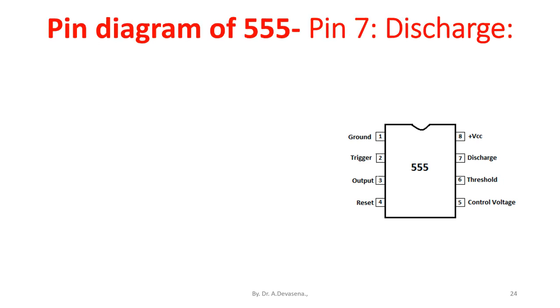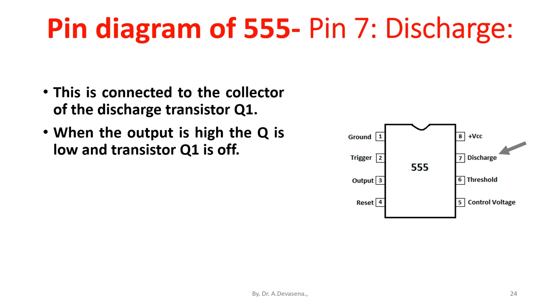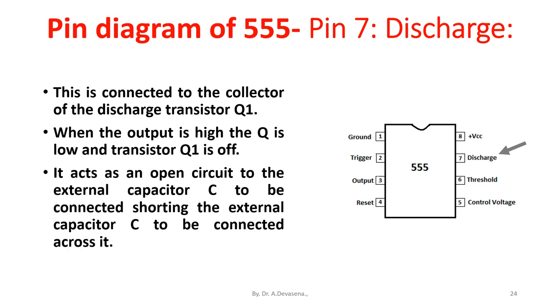Pin number 7, discharge. This is connected to the collector of the discharge transistor Q1. When the output is high, Q bar is low and the transistor Q1 is off. It acts as an open circuit to the external capacitor C to be connected across it.